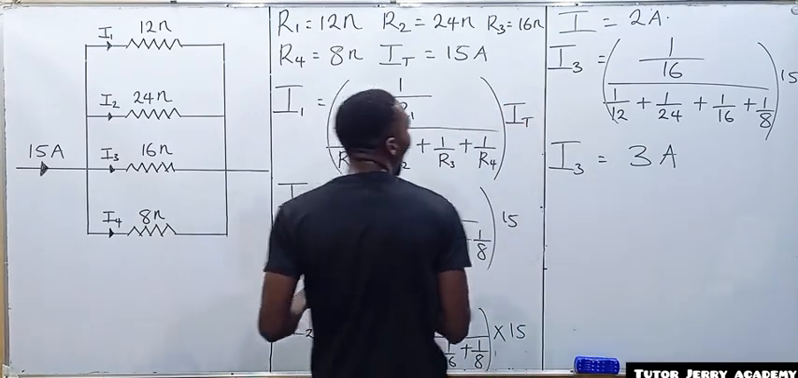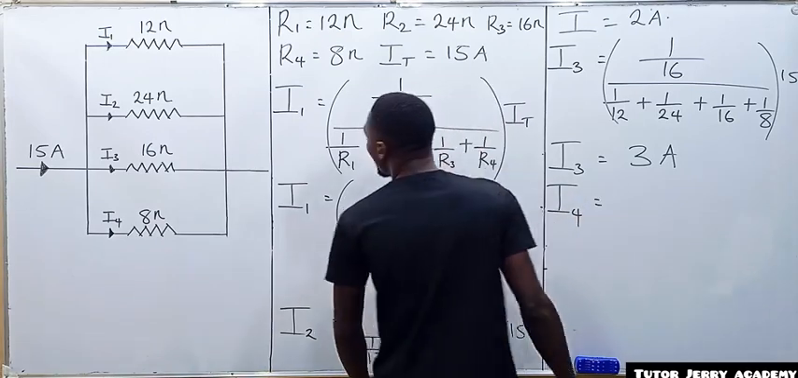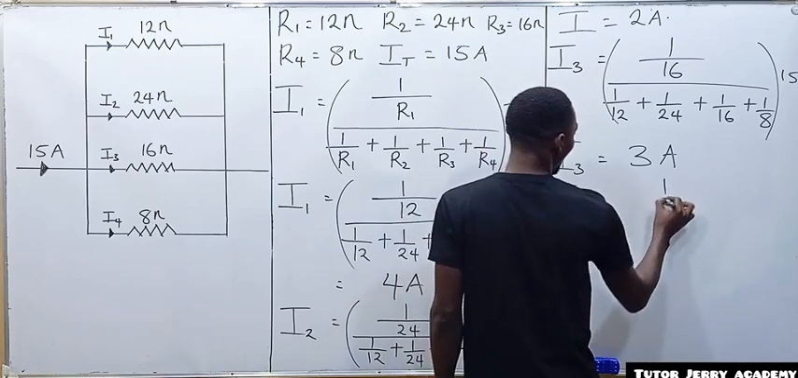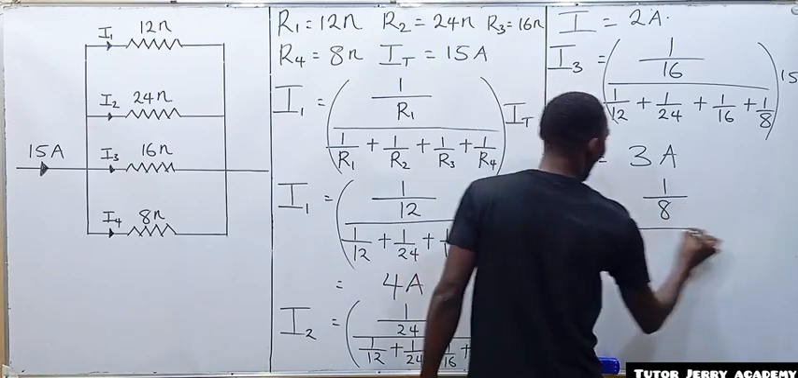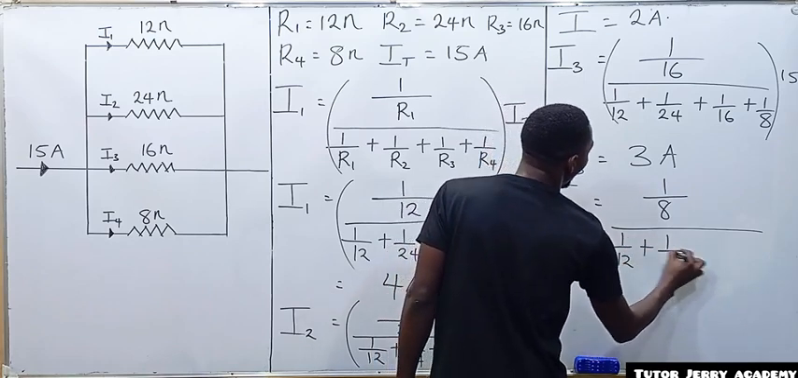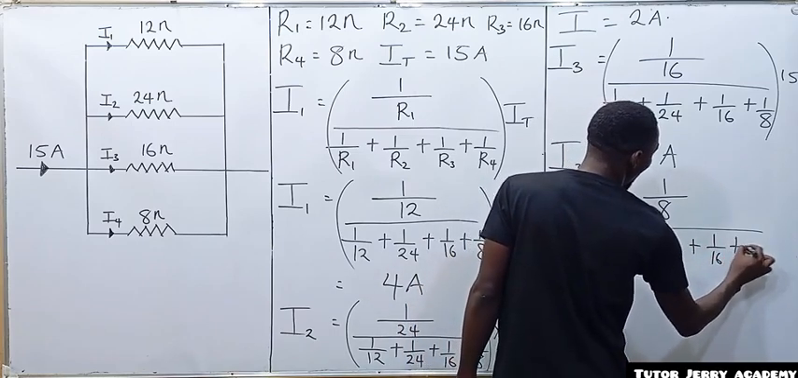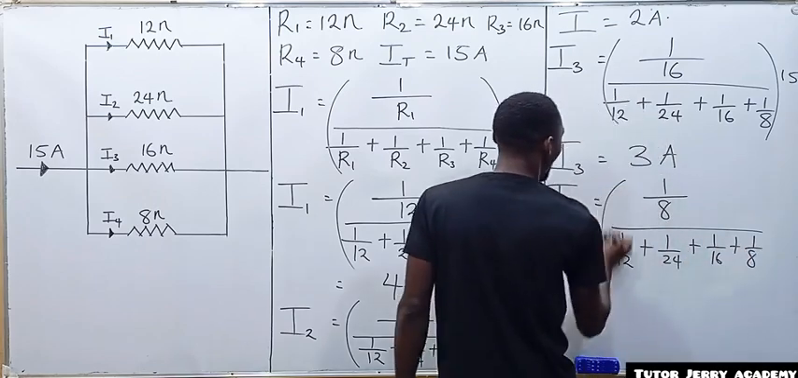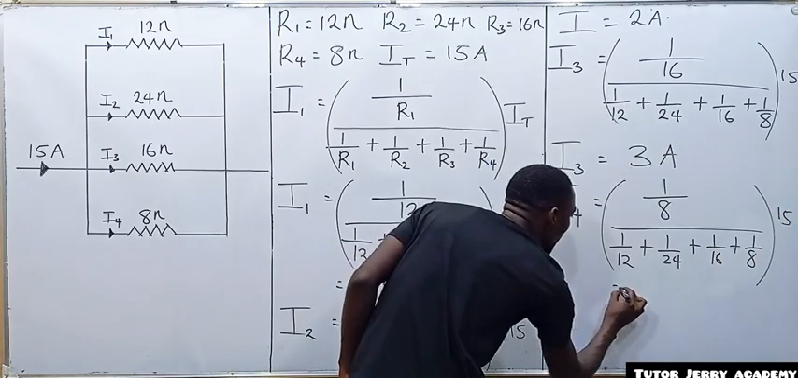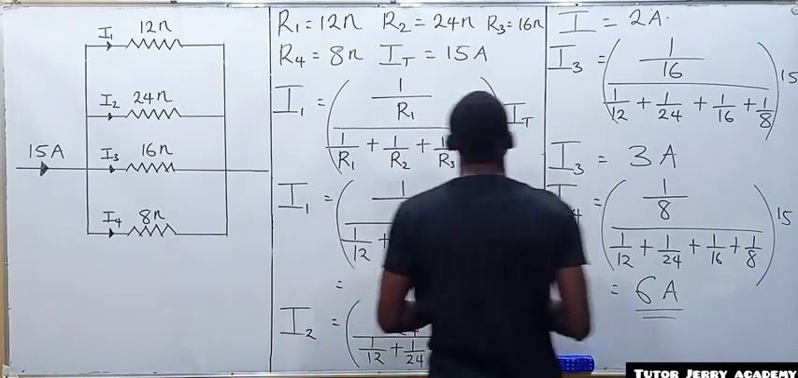All right, so I4. I4 will be equal to 1 over R4, so that is going to be 1 over 8, all over 1 over 12 plus 1 over 24 plus 1 over 16 plus 1 over 8. If you multiply this by 15, you are going to have your answer to be 6 ampere. I hope you understand this clearly.